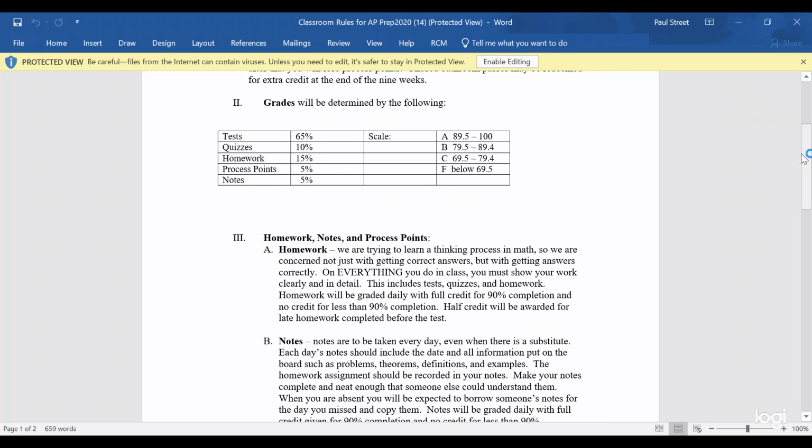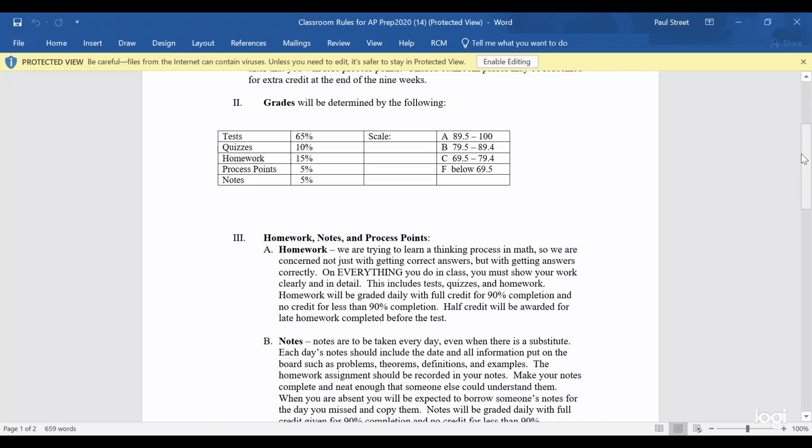So you can see that on the far right there is the grading scale. And this is the math department's grading scale. So there's A, B, C. There is no D in math. I don't think any of us is striving to get a D anyway, but just so you see that.